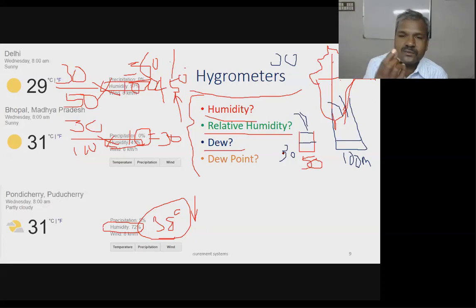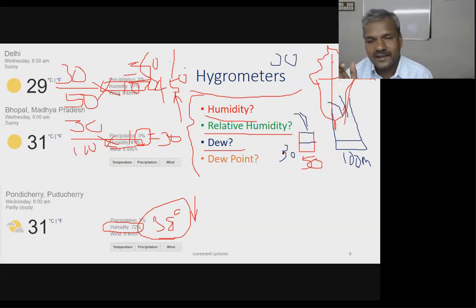So in the ground level, when the vapor condenses, that is called dew. So what is meant by dew point? The temperature at which the dew occurs, or the saturation of the water vapor occurs. That is called dew point.